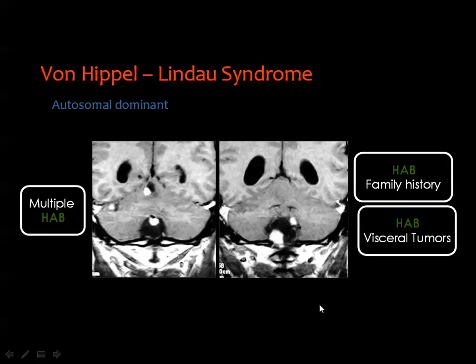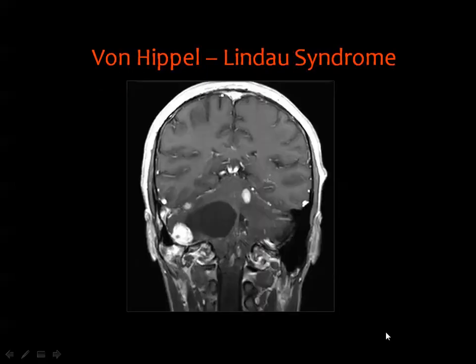The second issue for the diagnosis of von Hippel-Lindau syndrome is the presence of a single hemangioblastoma in a patient with family history of these hemangioblastomas or von Hippel-Lindau syndrome. Or you may get a single hemangioblastoma with visceral tumors in the same patient. And this is a von Hippel-Lindau syndrome because of multiple hemangioblastomas in the cerebellum.